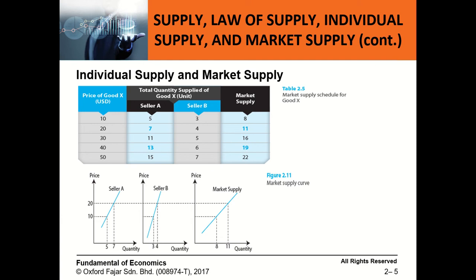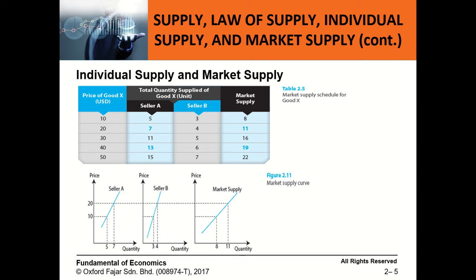So let's talk about seller A first, because we want to distinguish between individual supply and market supply. Let's take seller A as an individual. Okay. Do you see that when the price increased from 10 to 20, the quantity offered by the seller also increased from 5 to 7. And as the price increased from 20 to 30, the quantity also increased from 7 to 11. And a further increase in the price will lead to a higher quantity, which is 13. And when the highest price is 50, the quantity offered by the supplier is 15.